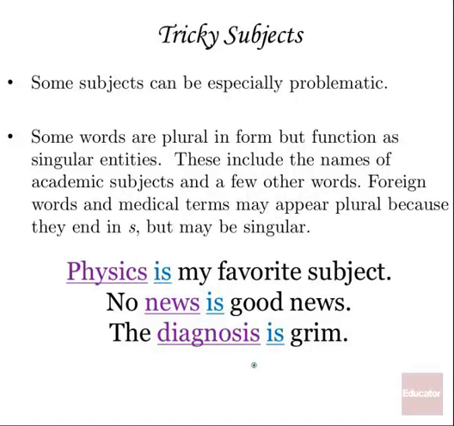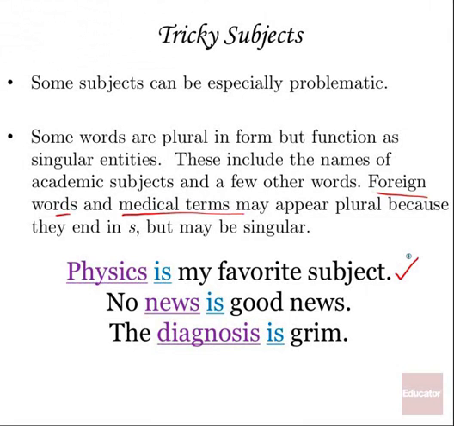All right, some words, just because this isn't hard enough, are plural in form, but function as singular entities. They look like they should be plural, but we really don't have a use for the singular. These include the names of academic subjects like economics, and a few other words like news. You also have to watch out for foreign words and medical terms, because they may appear plural because they end in S, even though they're actually singular. Let's look at some examples. Physics is my favorite subject. Your clue here is you almost never hear anyone say physic, singular.